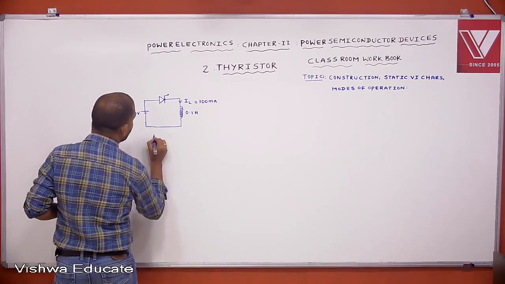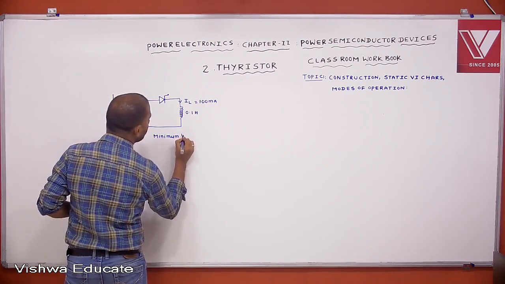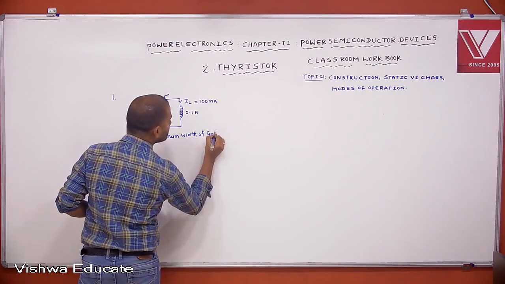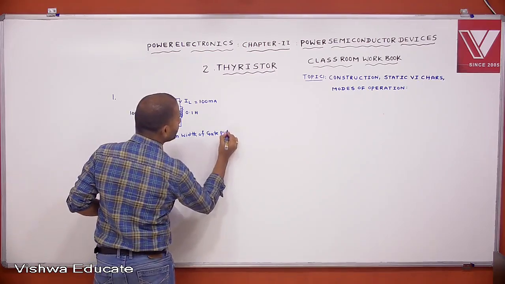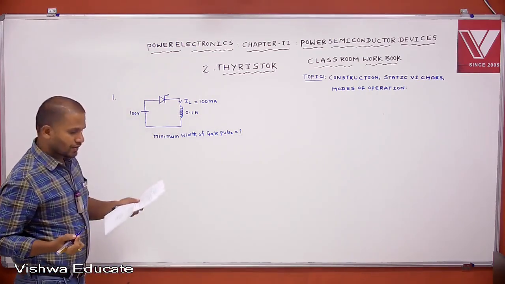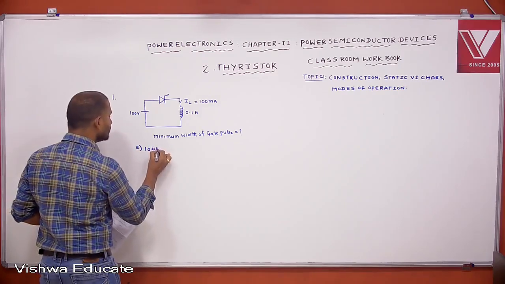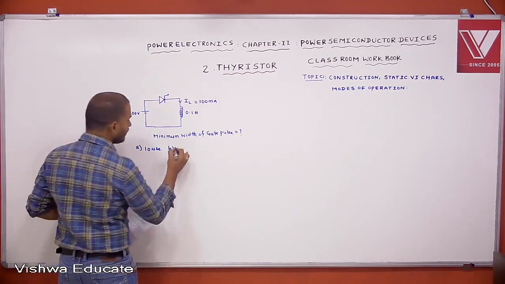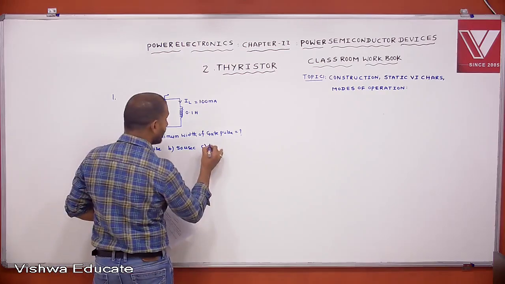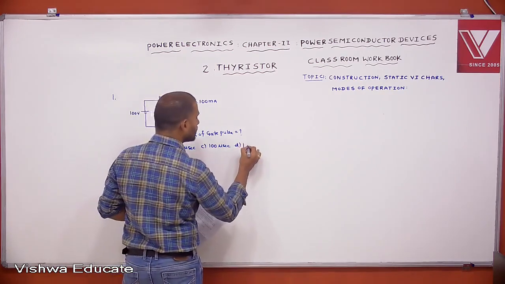Then the minimum width of the gate pulse. What is the minimum width of the gate pulse? This is the question asked. The options given are: A is 10 microseconds, B is 50 microseconds, option C is 100 microseconds, option D is 1 microsecond.